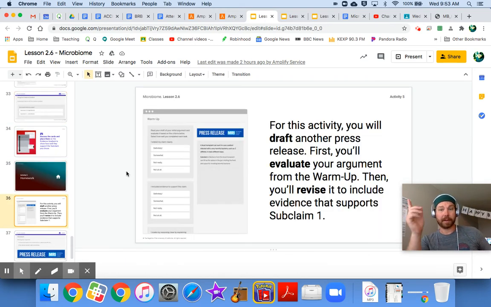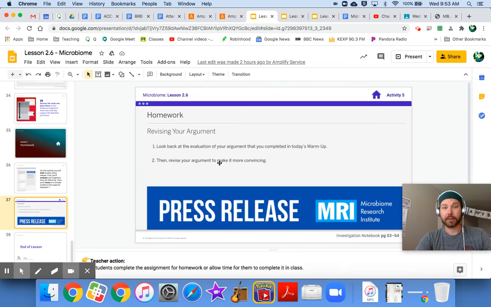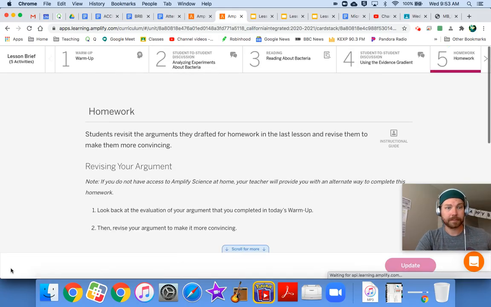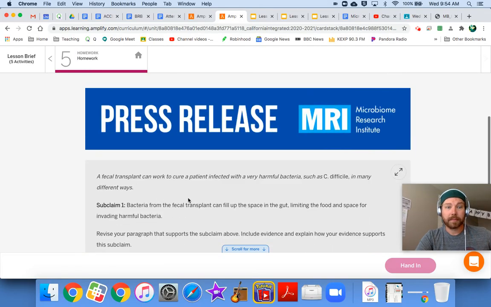So what you're going to do is you're going to evaluate your argument. And you're going to draft another press release. You're going to revise to include evidence that supports subclaim 1. So go back, look at your argument that you wrote, and what I want you to do is include more evidence, if you have some, to support subclaim 1 is essentially what you're doing. So in Amplify, if you go to the homework, here you go. Right down here.